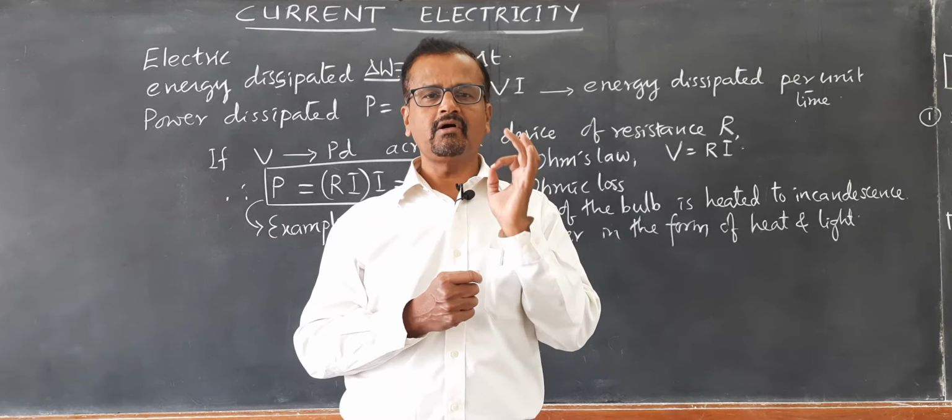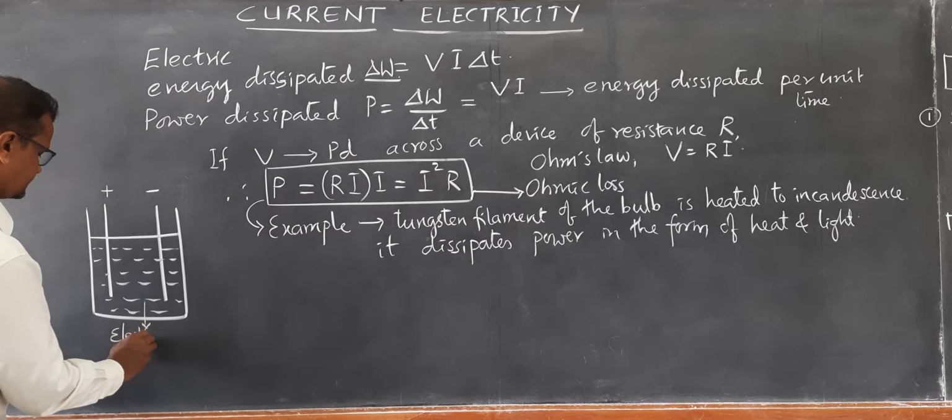So, this bulb should be connected to a source of voltage or source of power. The simple source of power or voltage is the cell. The cell consists of two electrodes, one positive electrode and one negative electrode, and these are immersed into an electrolyte. This is just a symbolic representation. This is the electrolyte.